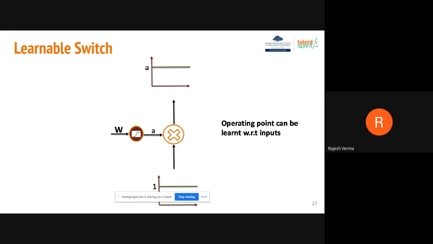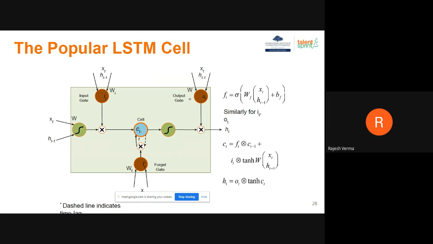Now, this is a switch which is learnable. The operating point of it can be learned with respect to the input. So we have to train the switch, get the output, and teach the machine how the outputs can be obtained. Now, I just want to show you some of the LSTM long short term memory cells, and you can see it is very much sigmoidal in nature. When we apply the input and give some weights, because of the sigmoidal nature, this particular LSTM is going to function.